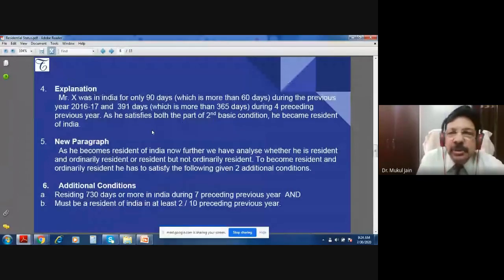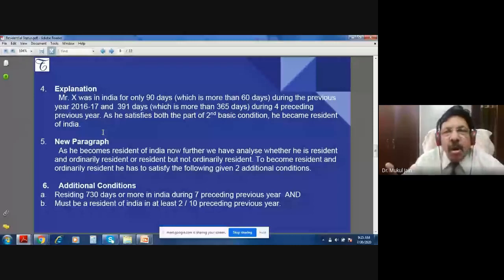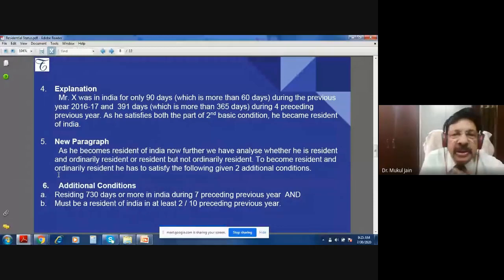So the explanation is there: 391 days during the 4 preceding years. As he satisfies both parts of the second basic condition, he becomes a resident of India. Now we have to see whether he is resident and ordinarily resident or not ordinarily resident. That is why we have written in this slide, as he becomes a resident of India. Now further we have to analyze whether he is resident and ordinarily resident or resident but not ordinarily resident. So he has to satisfy two additional conditions.